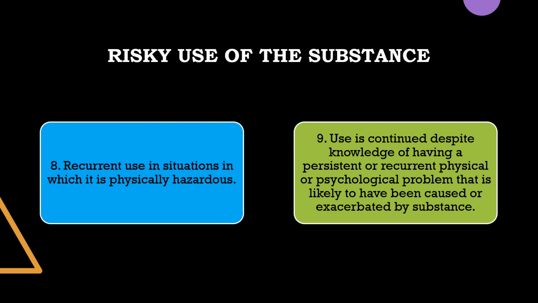So the next set of criteria looks at risky use of the substance. So this is going to be any substance use which could potentially put you or someone else in direct harm. So number eight, recurrent use in situations in which it is physically hazardous.